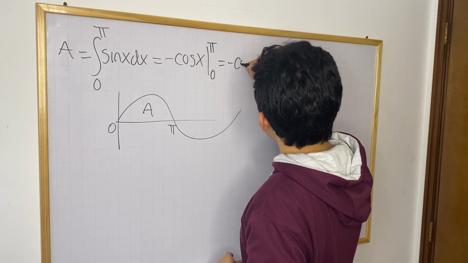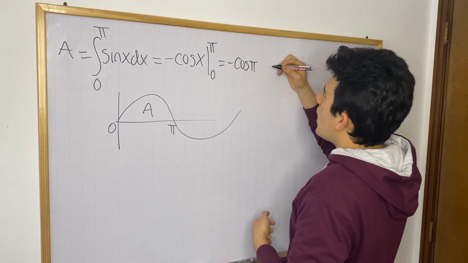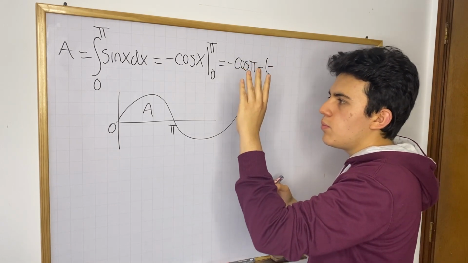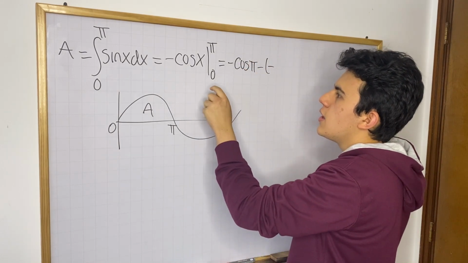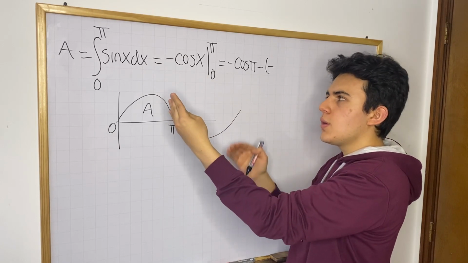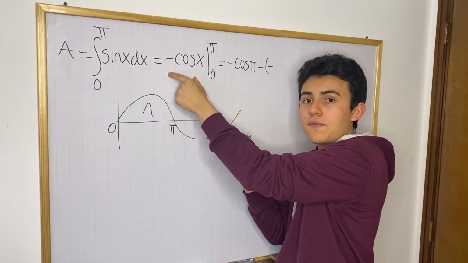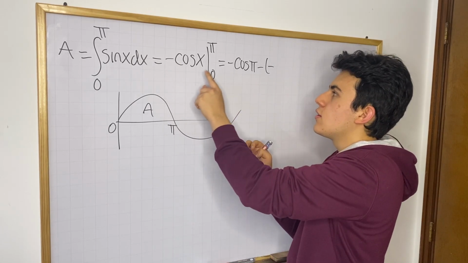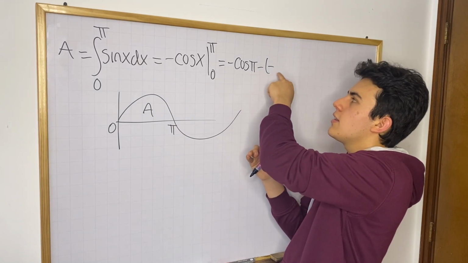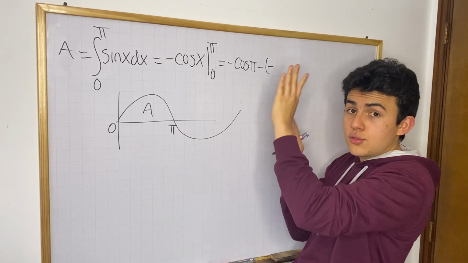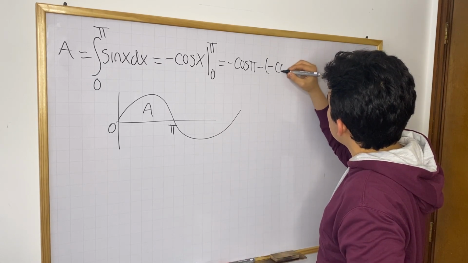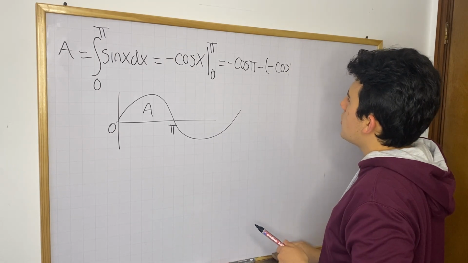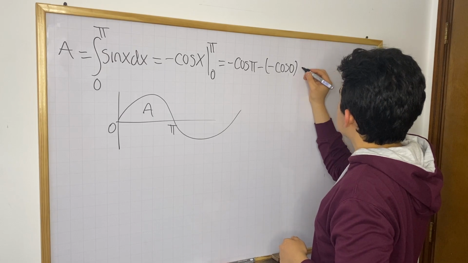So we have minus cosine pi minus, and be careful, because the first fundamental theorem of calculus says that we want to subtract the entire expression that you have here. That's what you want to subtract. And this function has a minus, so we're going to have minus the function, and that function begins with another minus, so you need to keep it there. So this is going to be minus cosine 0. And now let's see how much we get.